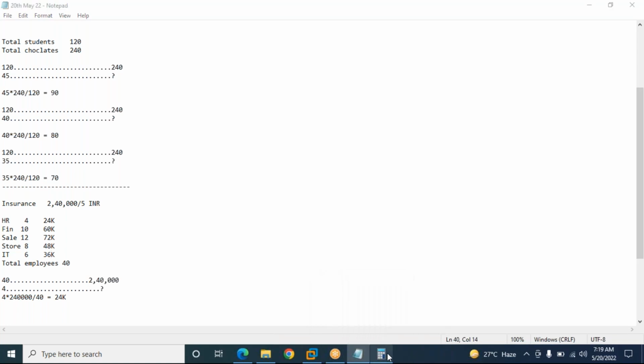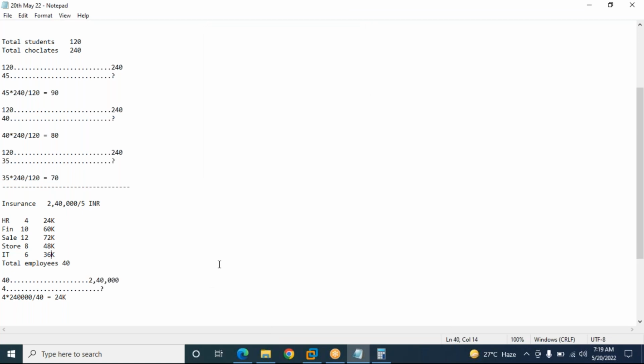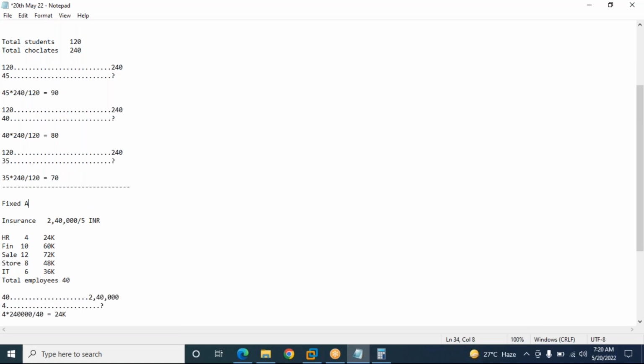If we calculate now on the calculator, 24 plus 60 plus 72 plus 48 plus 36, it is 240. So this is called fixed weight calculation. Actually proportionate, it is called the fixed weight method.